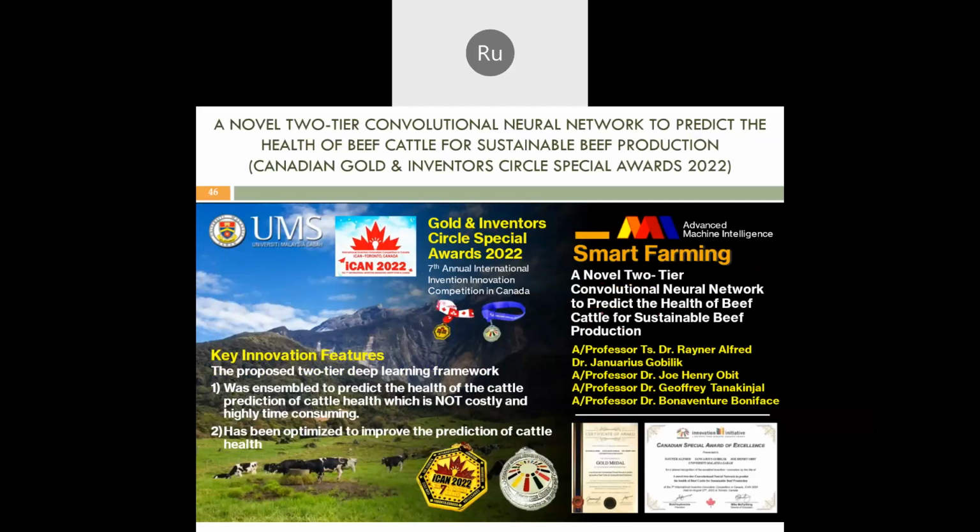We also have this one. This is to predict the health of the beef cattle. So the health will be modeled based on the weight and also the movement of the cattle. We capture the movement of the cattle and also the weight of the cattle in time series. Then we can predict the health of the beef cattle.